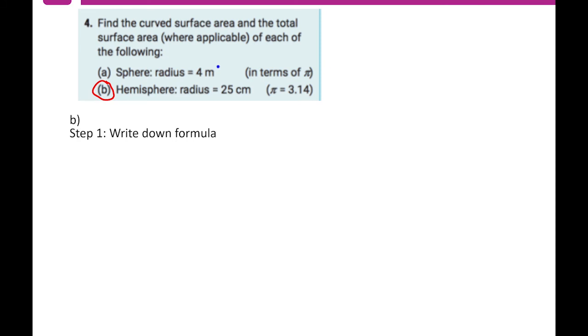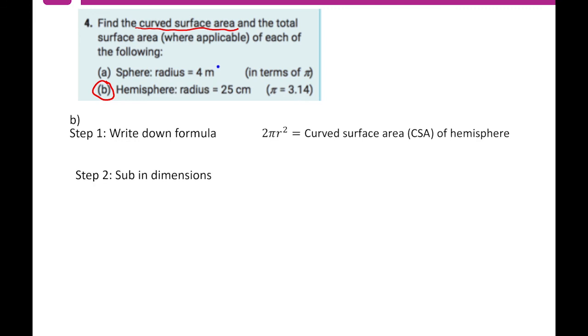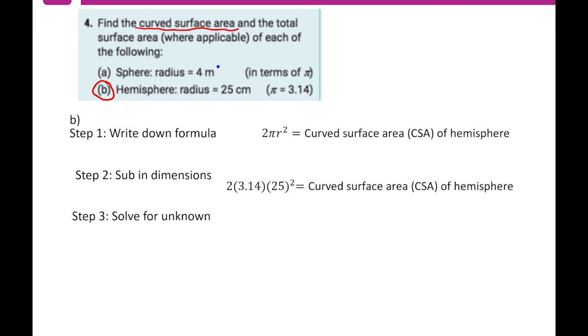Step 1. Write down your formula. So the first thing we're looking for is our curved surface area. 2 pi r squared equals our curved surface area. Step 2. Substitute in your dimensions. That's 2 times 3.14 times 25 squared equals my curved surface area. Multiplying these values together, we can solve for our unknown. That gives us 3,295 centimeters squared is equal to our curved surface area.